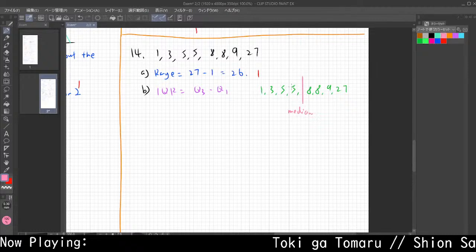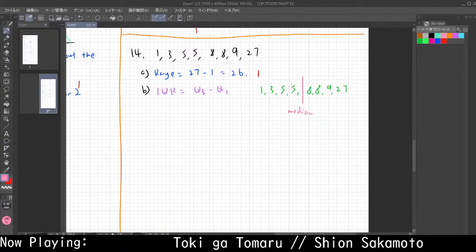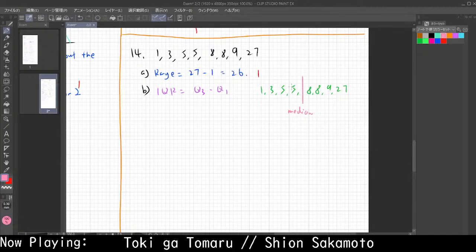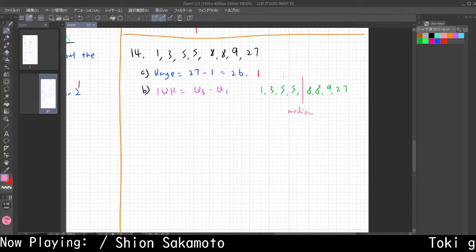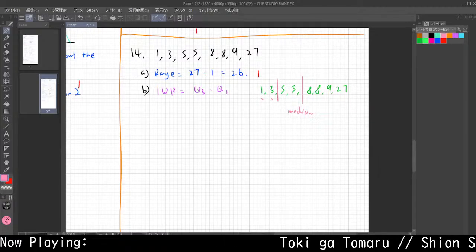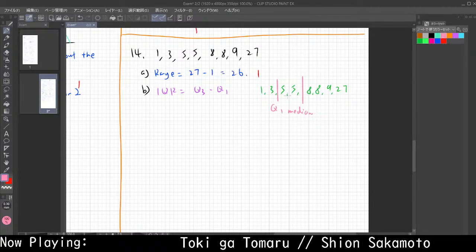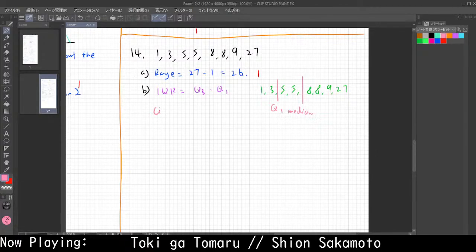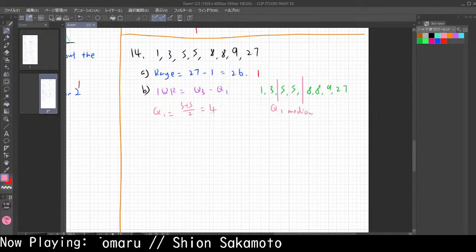Your Q1 is the midpoint of your first half. Your first half has 4 numbers. It's an even number, so you want to split it in the middle of 2 numbers, because 4 can be split into 2 and 2. So 1, 2 split. This is your Q1. So what is your Q1? Your Q1 in this case is equal to 3 plus 5 divided by 2, you get 4.